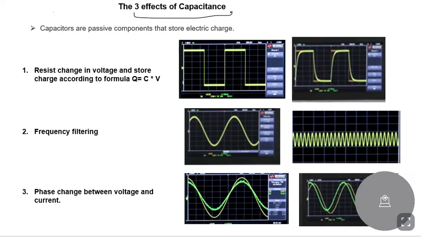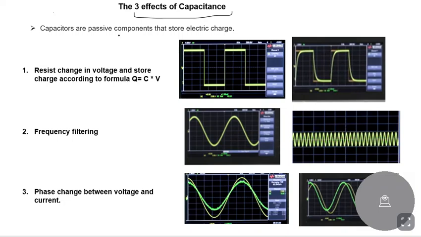Before starting this, I have already uploaded a video on introduction to capacitors and what are the parameters related to capacitance, what is the practical model of capacitance, what is the frequency impedance curve related to capacitance. So please go and watch that video. Now let's start this topic, the three effects of capacitance.